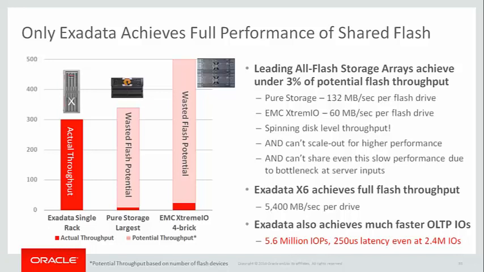On the other hand, Exadata X6 offers full flash throughput, and it actually offers 5,400 megabytes per second per drive. So it's a significant amount of performance. And it also offers much faster OLTP IOs at 5.6 million IOPS at 250 microsecond latency, even at 2.4 million IOs.